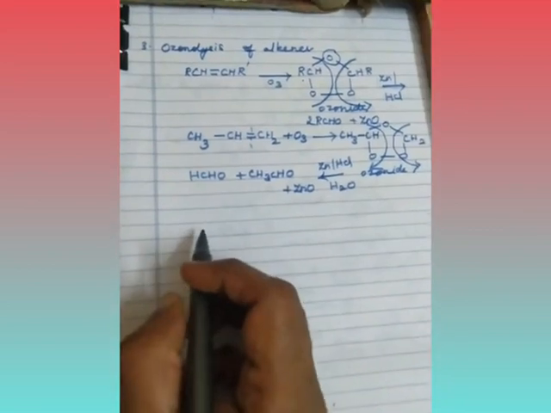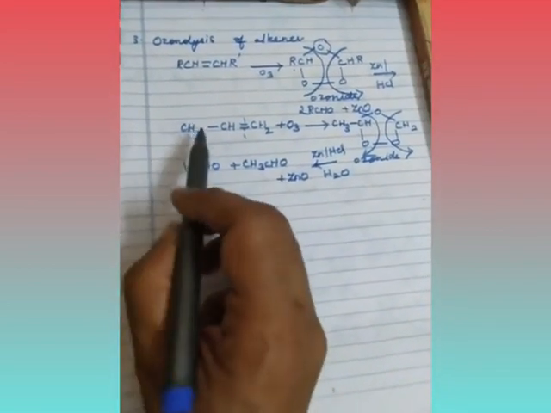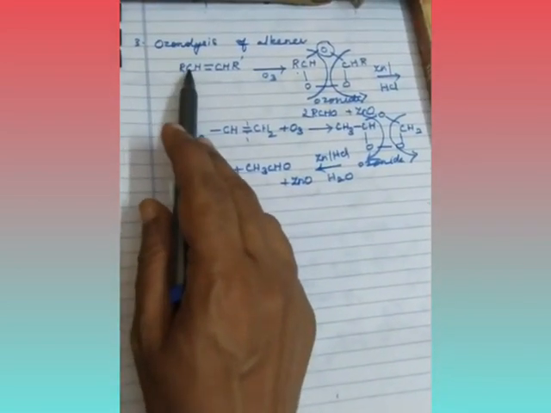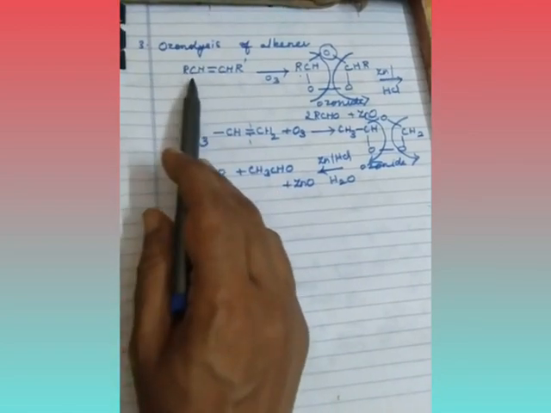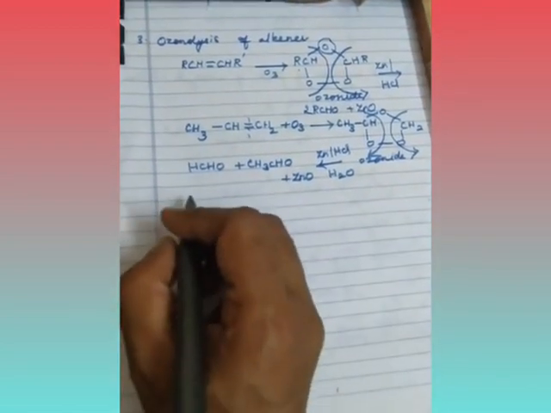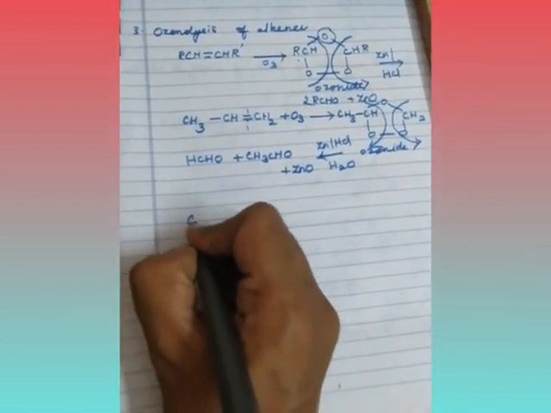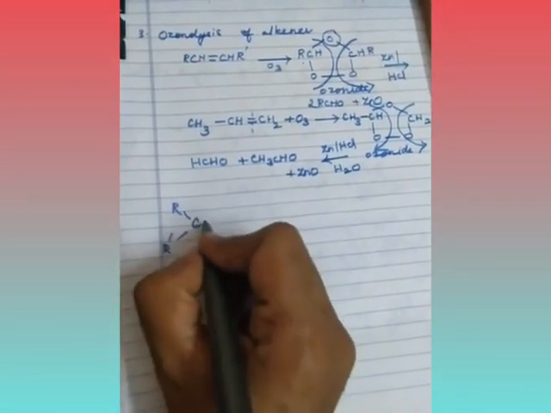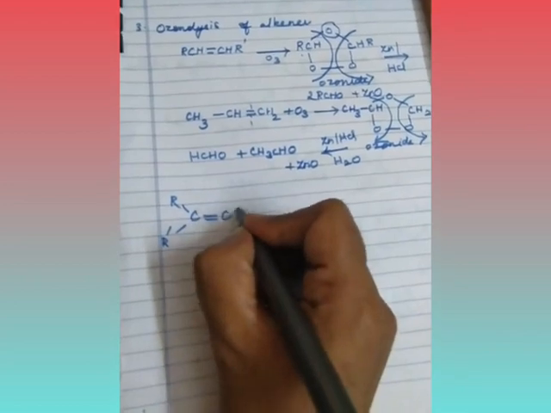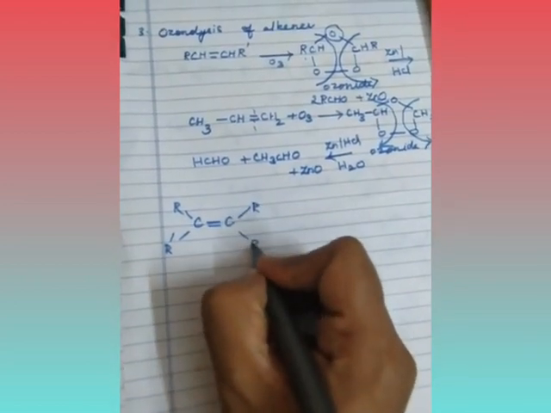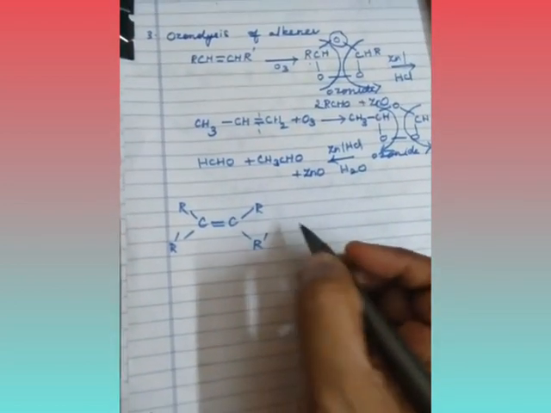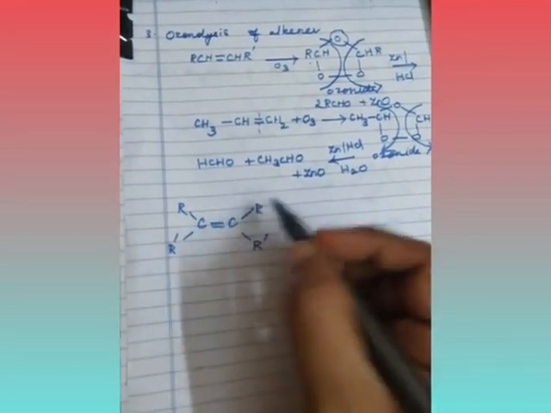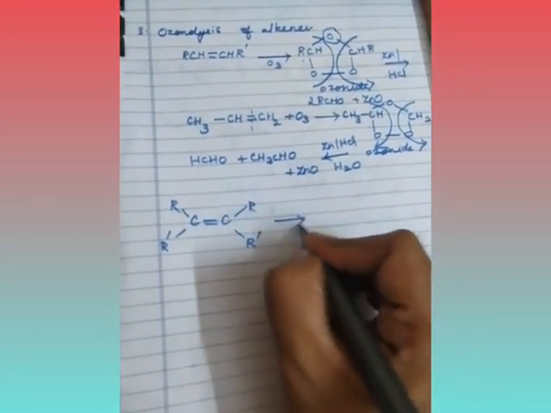And now let us take another one. Here we are taking only the sp2 hybridized carbons. Now let us take C, I am taking R dash like this. Here C, R dash like this. Okay, so there is no hydrogen here. All the positions are occupied by alkyl groups.